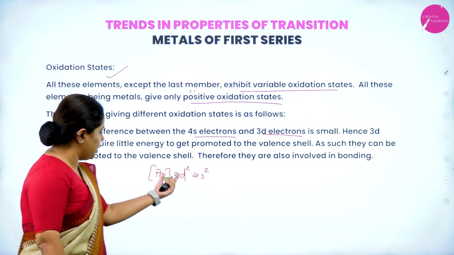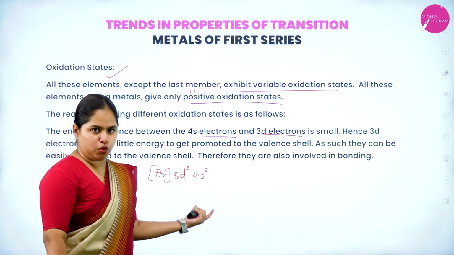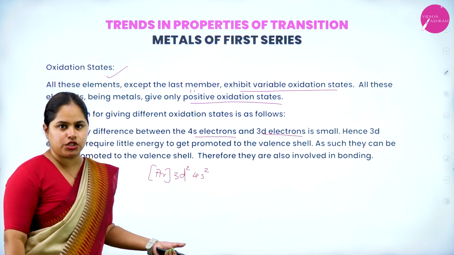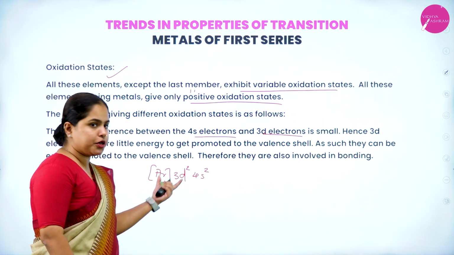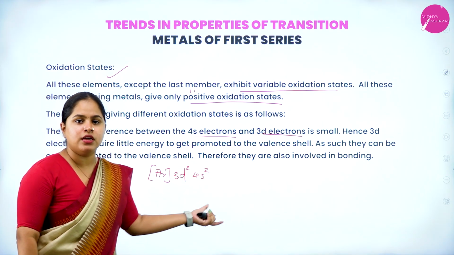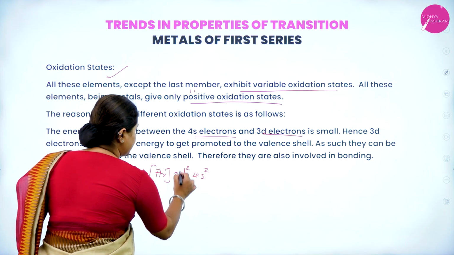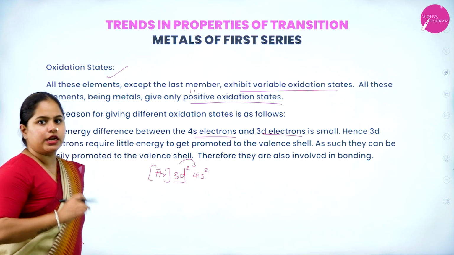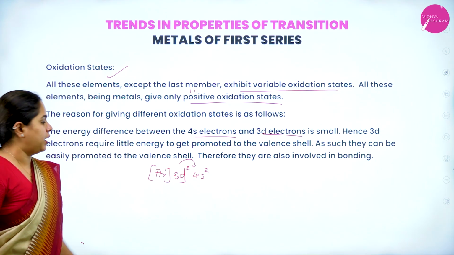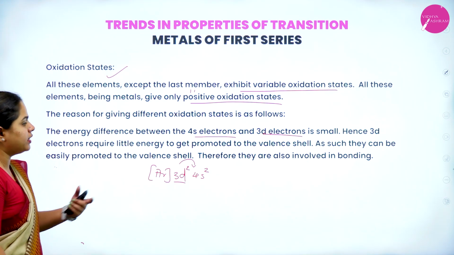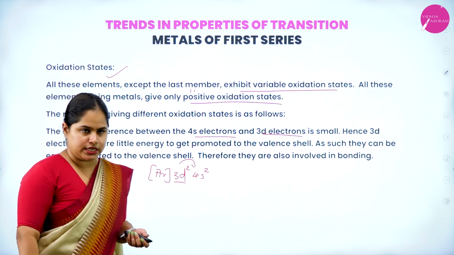Here you can see you have the 3d orbital as well as the 4s orbital. They show variable oxidation state because the 3d electrons and 4s electrons have very little energy difference. So the 3d electrons can easily jump into the 4s, which is the valence shell, and thereby these 3d electrons can also take part in bond formation. That is why they are able to show variable oxidation states.